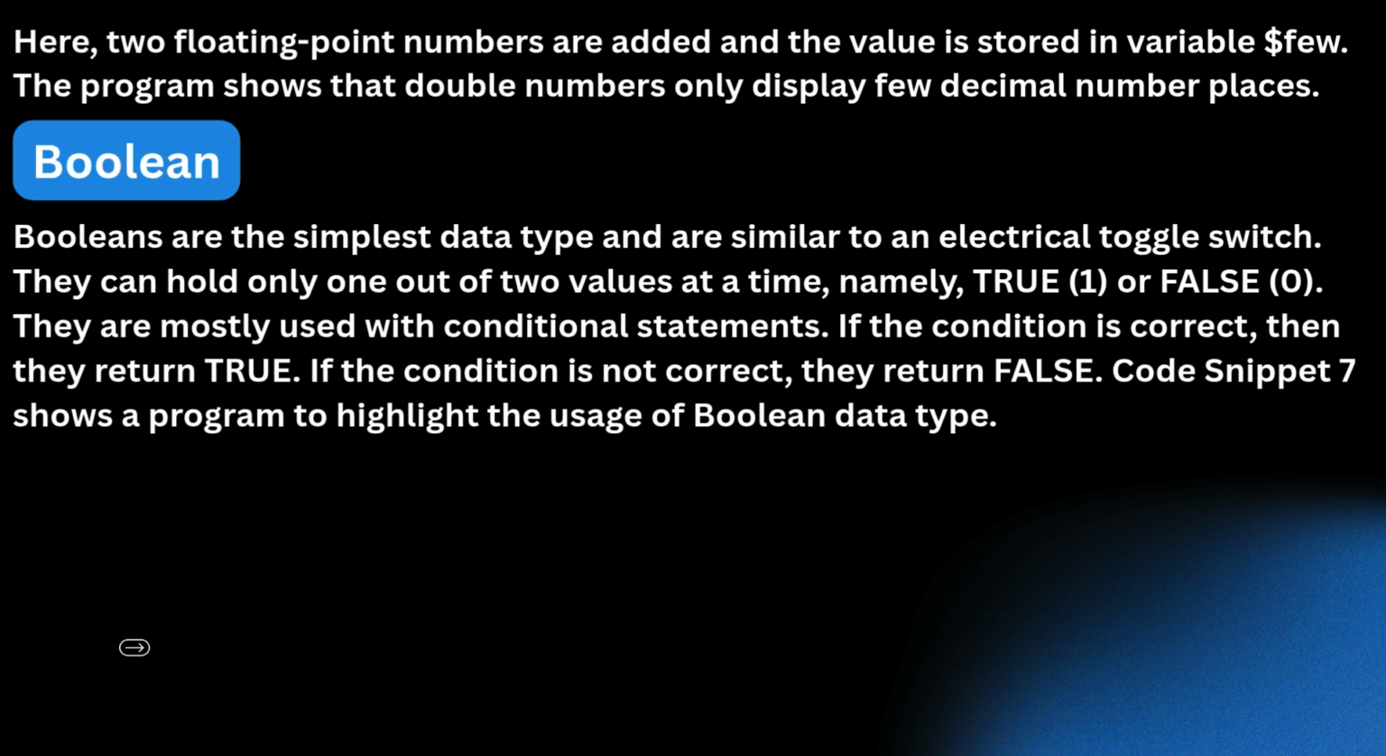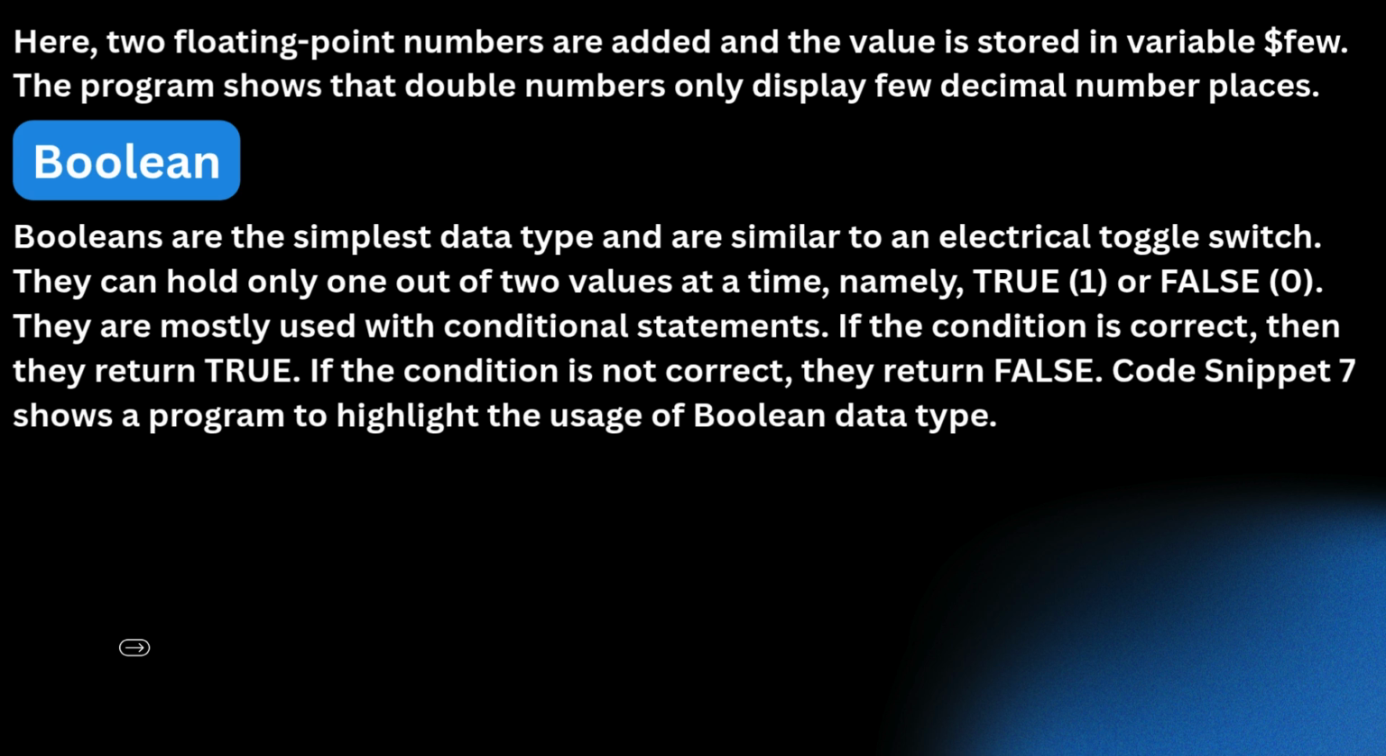This makes Booleans extremely useful when writing programs that involve decision-making or logic checks. In PHP, Booleans are most commonly used with conditional statements, such as if and else. When a condition inside an if statement evaluates to true, PHP executes the block of code inside that condition. If the condition is false, the code inside is skipped, and the program moves on to the next part.